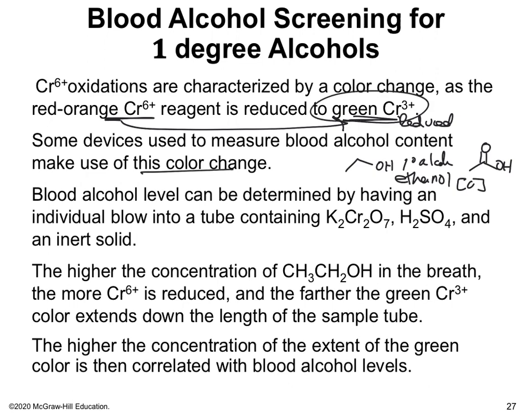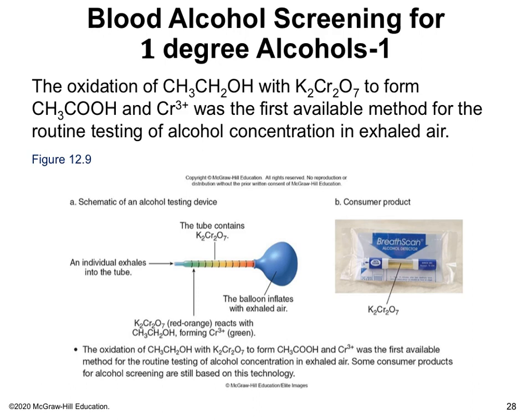The chromium is being reduced and that color is being measured. And for every oxidation event, you get a green color. And so you can measure the green, the extent of the green color is correlated with blood alcohol level. And so that's measuring the amount of chromium 6 and chromium 3 plus in a solution.